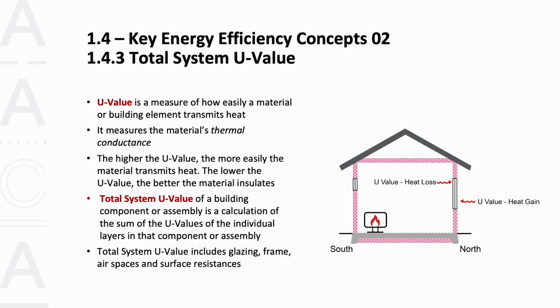U values are calculated for any type of windows, including those in walls and roofs and ceilings. The NCC defines the total system U value of a building component or assembly, and this is a calculation of the sum of the U values of the individual component layers in a composite material or assembly. The calculation includes any glazing, the frame, any insulating material in the frame, thermal breaks or air spaces between the inside and the outside, and any gases used, so for example, argon that sits between double glazed windows. The definition of total system U value varies slightly between NCC volumes 1 and 2. You're probably starting to see a theme here.